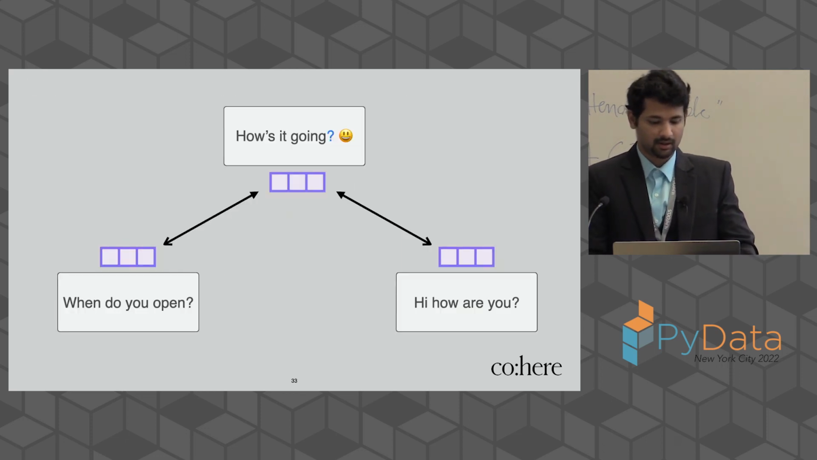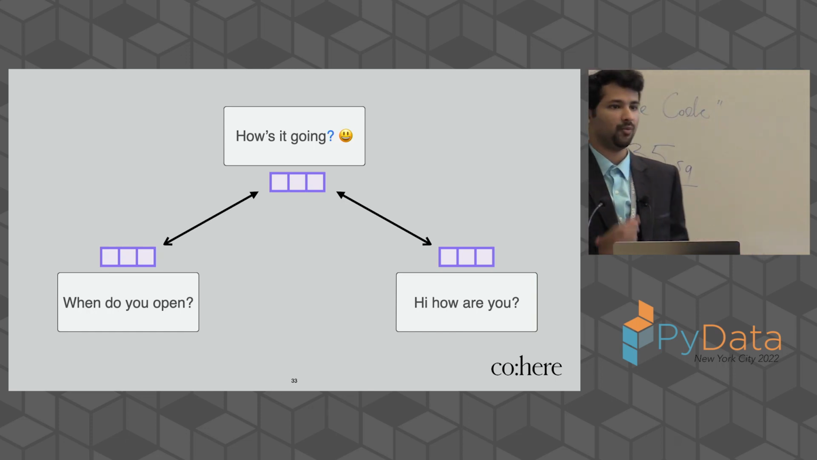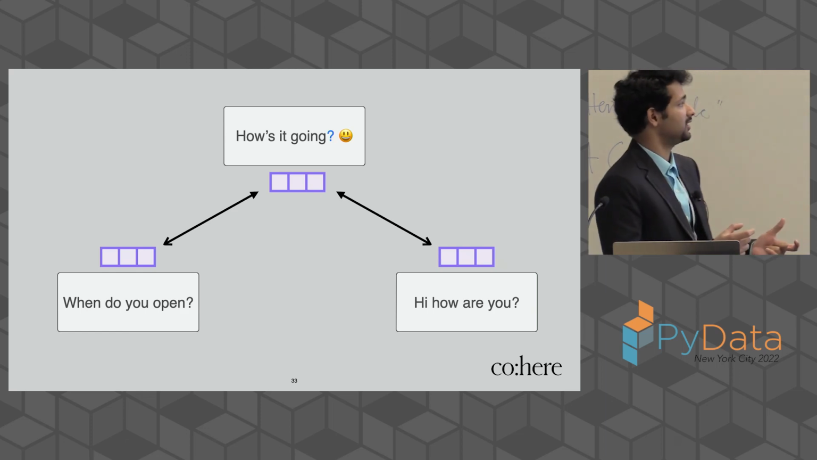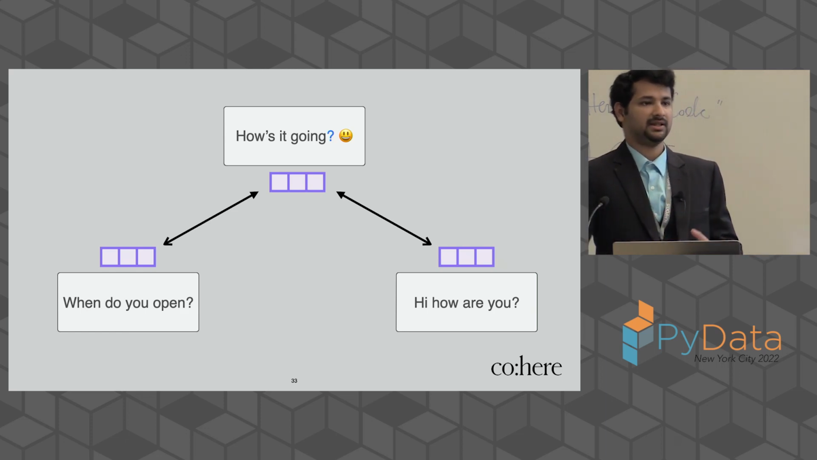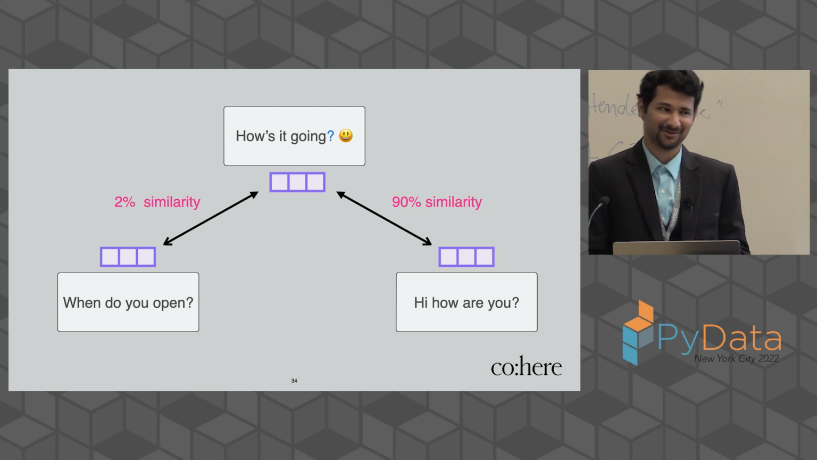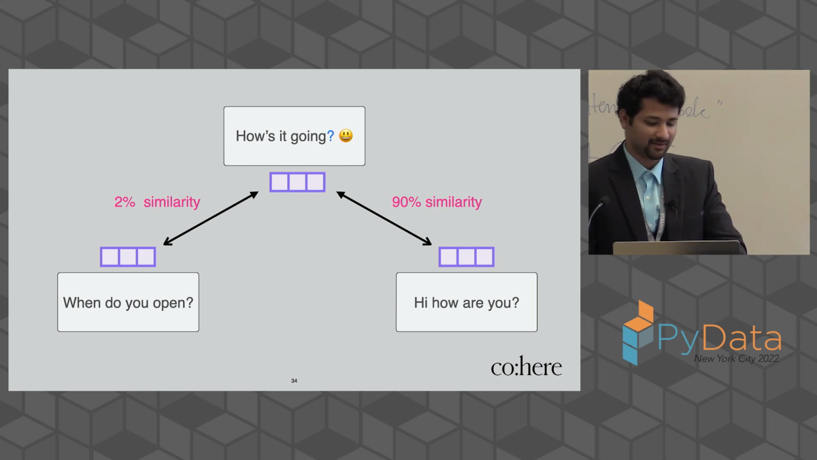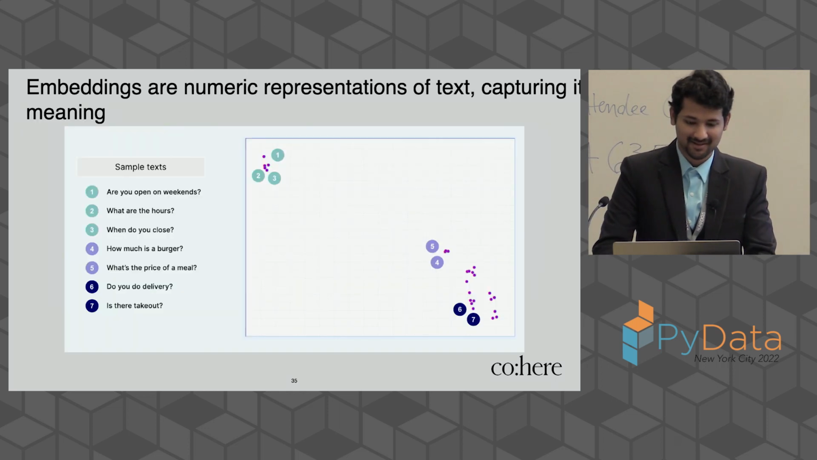For example, you can look at the embeddings of these sentences and say one is similar to the other, right? If one is similar to the other, it means that they're likely talking about the same thing. They have some semantic similarity. An example of that would be, you can ask someone, how is it going? And you can ask them, when do you open? Or, hi, how are you? And you realize that hi, how are you and how is it going are kind of similar. And you realize that when do you open is not really the same question as how is it going, at least not in the English language.